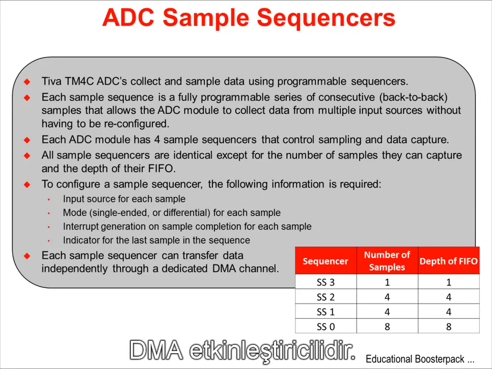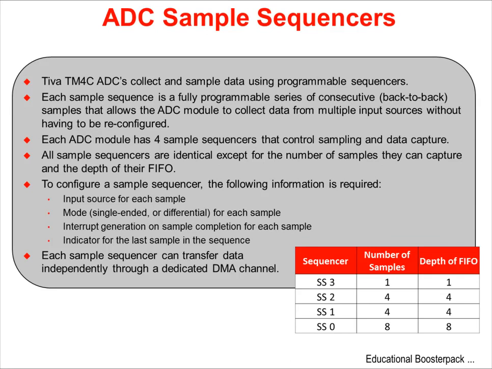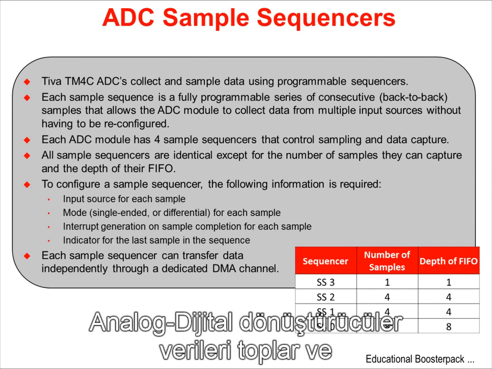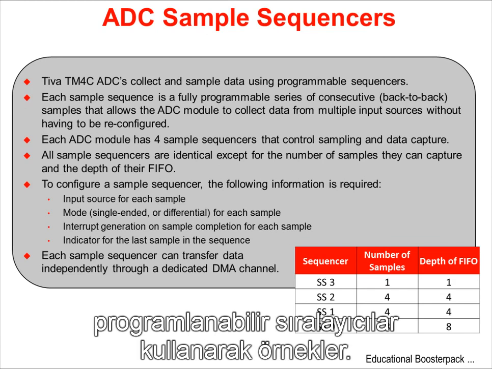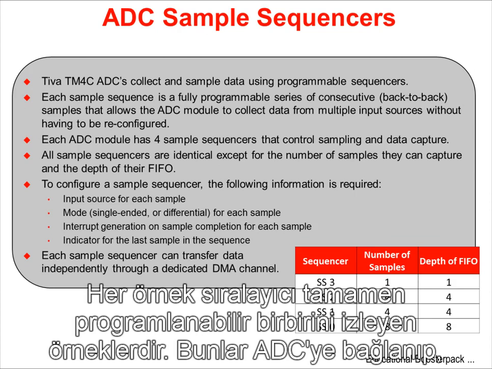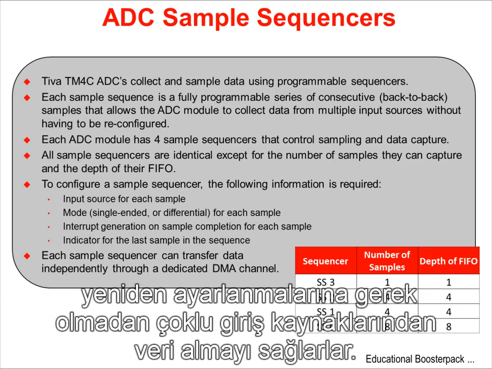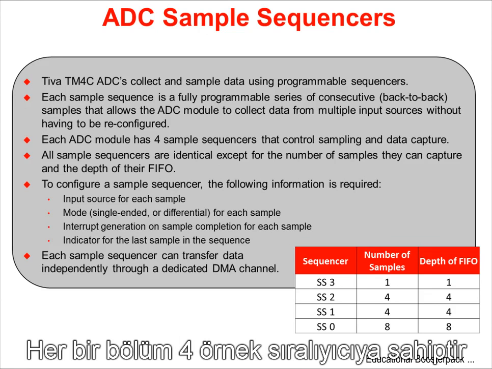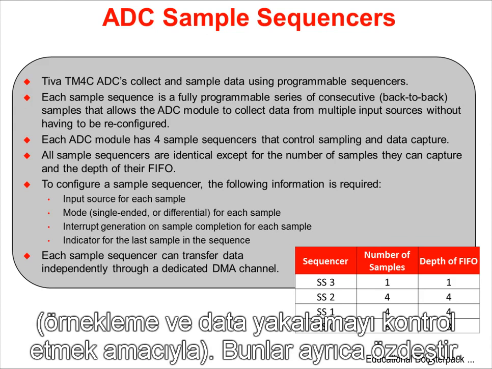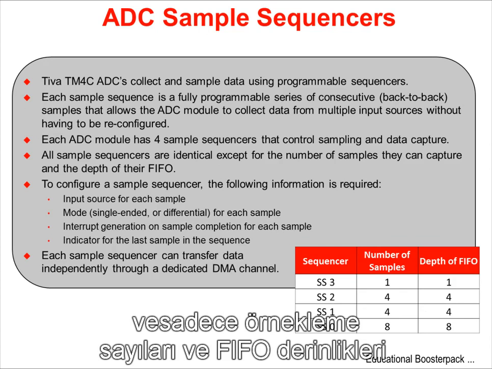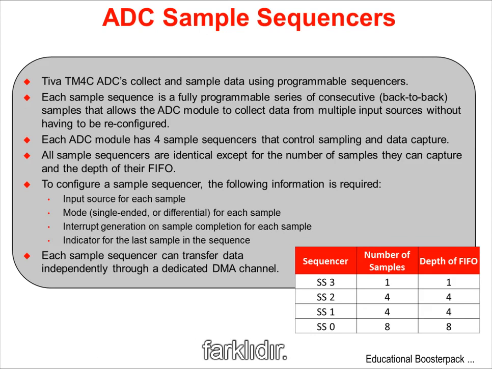The analog to digital converters collect and sample their data using programmable sequencers. Each sample sequence is a fully programmable series of consecutive samples that allows the ADC to collect data from multiple input sources without having to be reconfigured. Each one of the modules has 4 sample sequencers that control the sampling and data capture. They are identical except for the number of samples that they can capture and the depth of the associated FIFO.